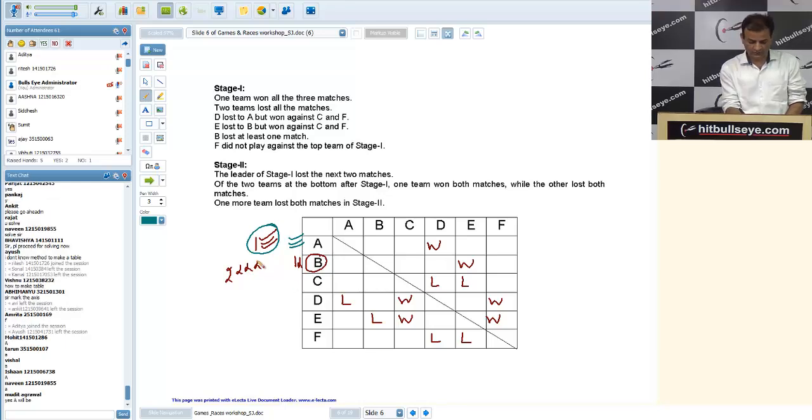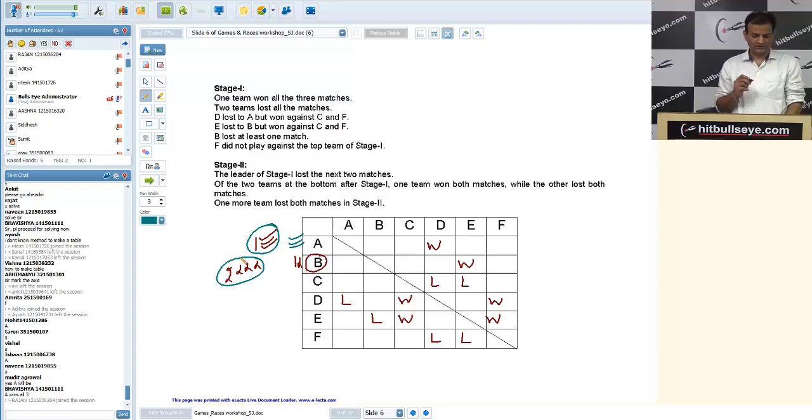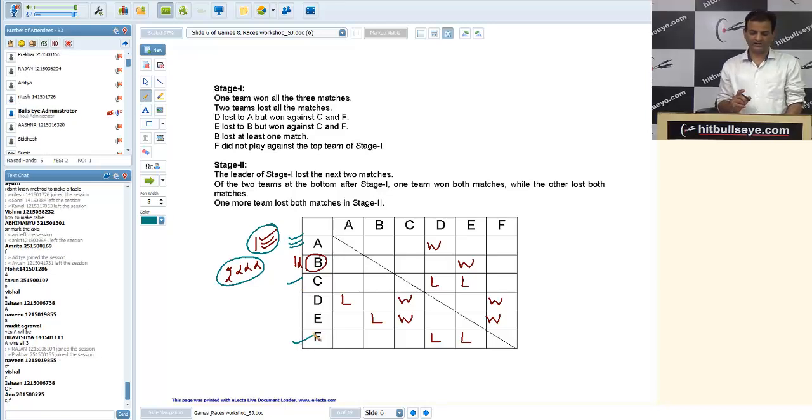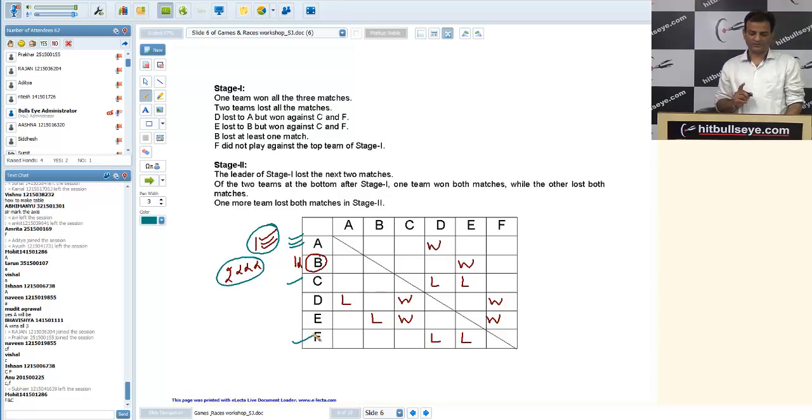Now there are 2 teams who have lost all the 3 matches. So which can be those 2 teams? It can be C and F, because the other 2 teams, D and E, have won at least one match. They have won 2 matches. Now C and F cannot play each other because both have to lose 3 matches.